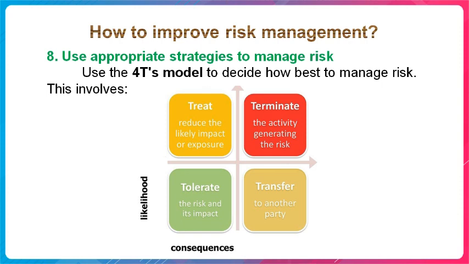Let's see what transferring risk is. Assigning an individual, group, or third party to be responsible for the risk. Example, it's like insurance. Tolerating risk. No action is taken to mitigate or reduce a risk. That is what is within your risk appetite.